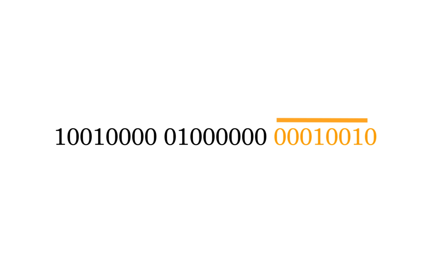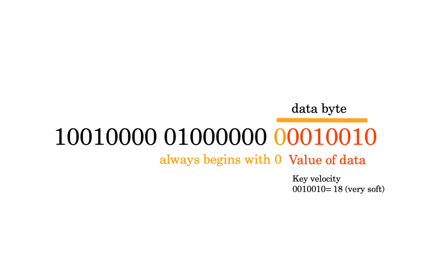The third byte is also a data byte. It starts with a 0 bit. The rest of the byte represents the key velocity. That means how fast the key was pressed, which is the volume of the note.